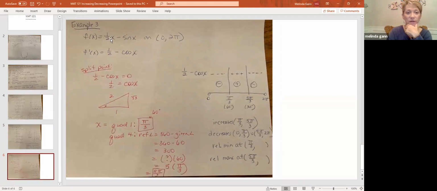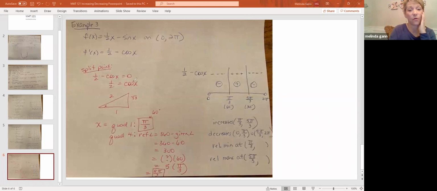So I took the derivative and got 1/2 minus cosine x. Now, I can't clean that up and I can't factor it. So I've only got one factor for this table. So I wrote down my one factor, but then I had to find its split points. Remember how I find the split points? I find the split points by setting that factor equal to 0. So I added cosine to both sides.